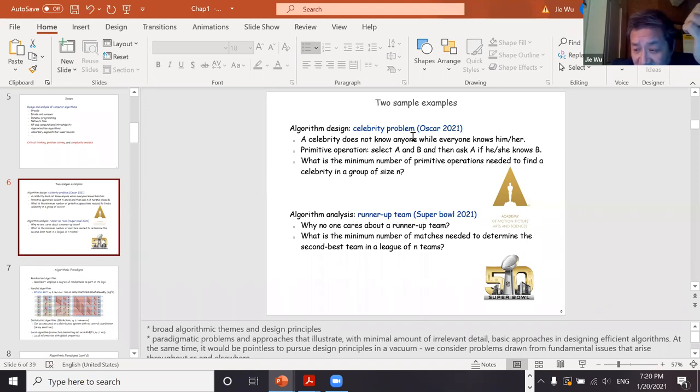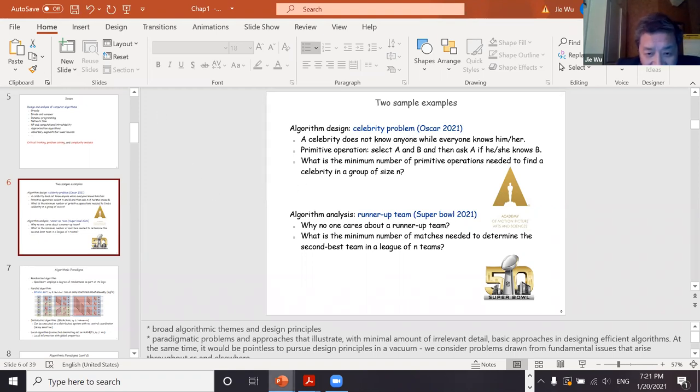So it doesn't matter. It depends on the answer of A. If A knows B, then A cannot be a celebrity. If A doesn't know B, B cannot be a celebrity. So you just eliminate. Okay, that makes sense. Which pair you select, it is correct, right? Towards the end, you only have one guy left. But this guy, you still need to verify whether he's a celebrity or not. So it's a very interesting algorithm. It looks very simple, but if you think carefully, it's subtle.